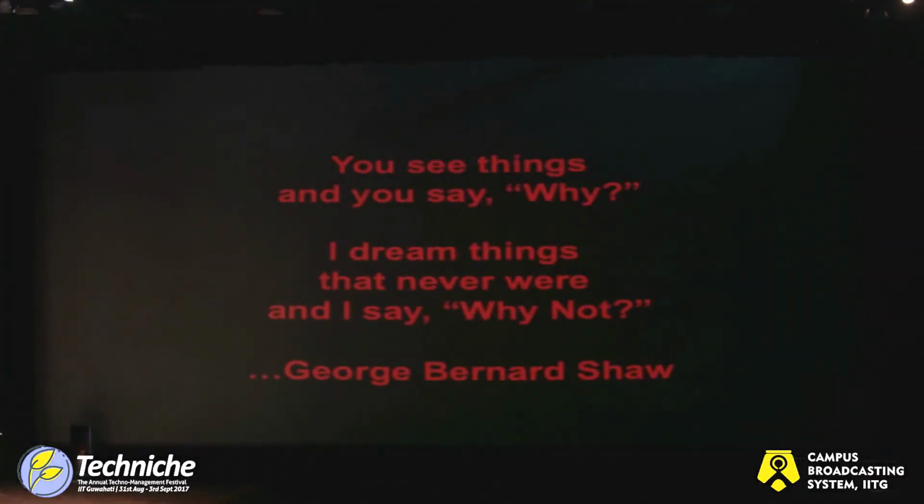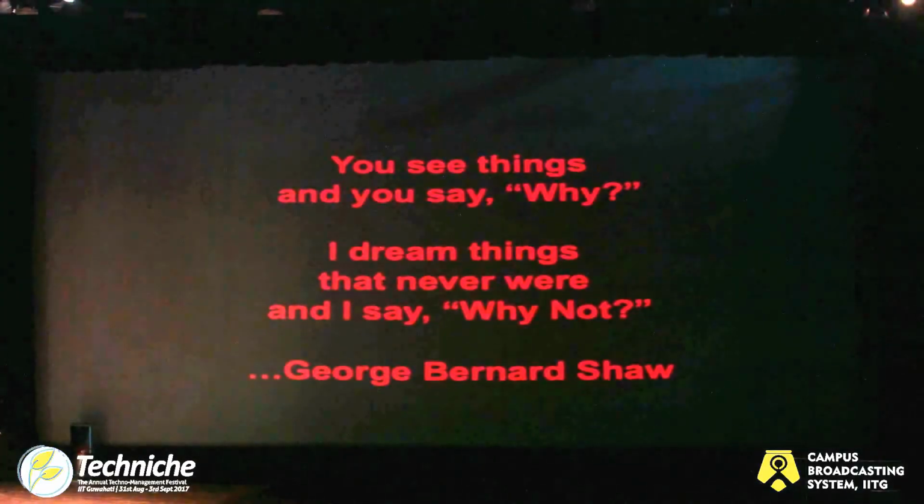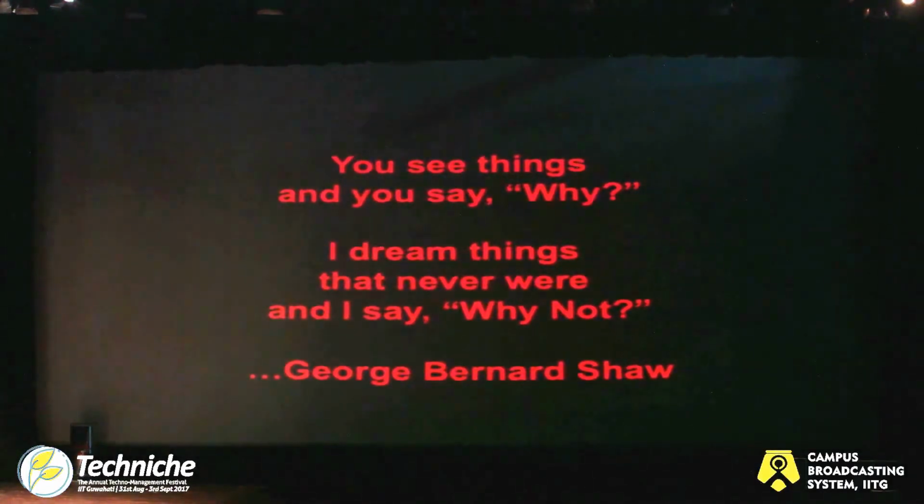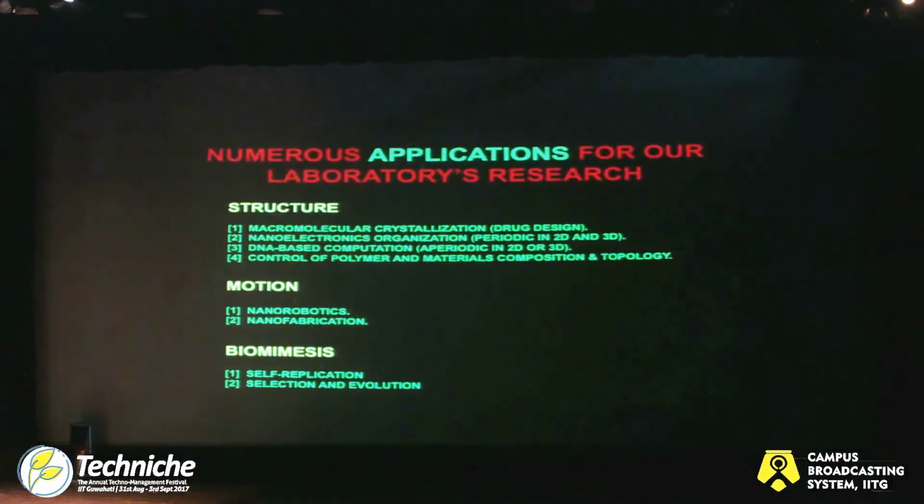So this is a quote from George Bernard Shaw about 100 years ago or so, from Back to Methuselah, one of his best-known plays. And what it says is, this is the serpent in some origin myth: you see things and you say, why? But I dream things that never were. And I say, why not? And that's kind of where we're at here with DNA nano. There's almost no limit to what we can do.